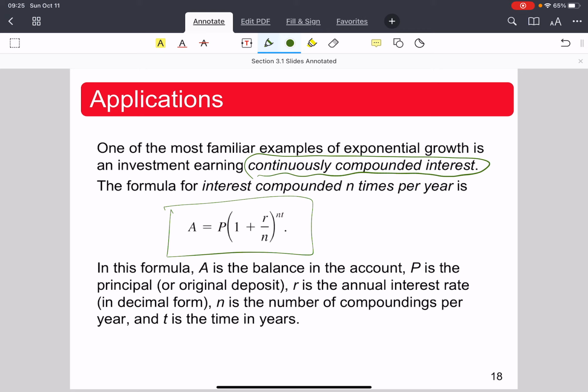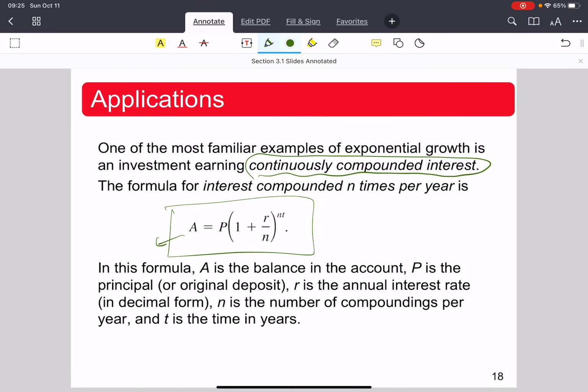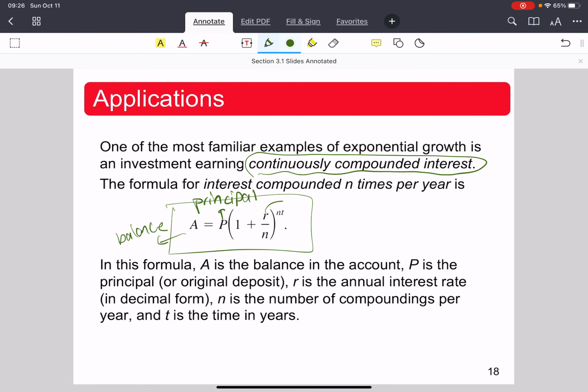This seems to be a very complicated thing, but it's actually not. So A is the balance. P is the principal, so it's basically your down payment. And then r is the interest rate. So r is just the rate. And n is the number of compoundings per year. When we say compoundings, what we mean is how many times the rate is being applied. So if the compounding is every month, then in each year you're gonna apply it 12 times because each year has 12 months.